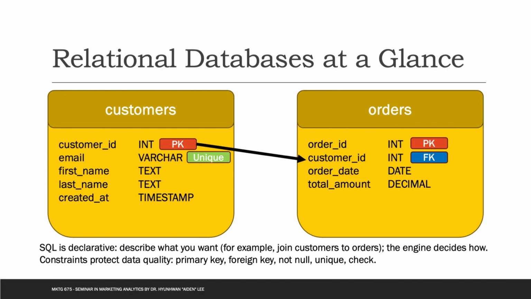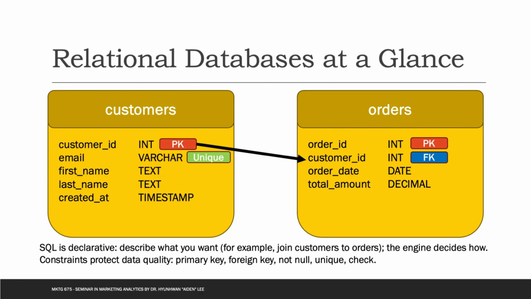On the right is the orders table. Each row is one order. Here order_id is the primary key for orders. The customer_id column is marked foreign key. Foreign key means this value must match an existing customer_id in the customers table. Follow the arrow from customers.customer_id to orders.customer_id. That link is called referential integrity. It guarantees that every order belongs to a real customer, not a random number.